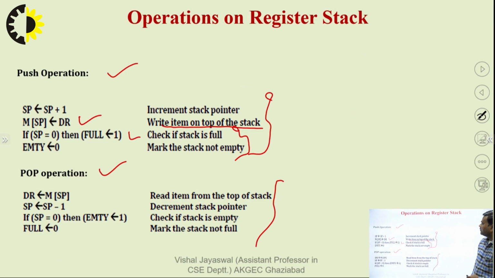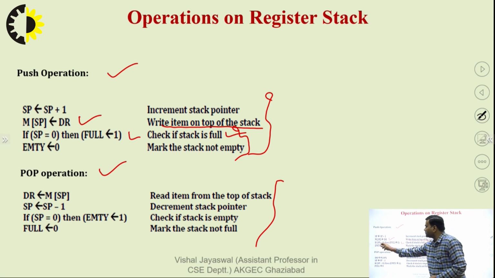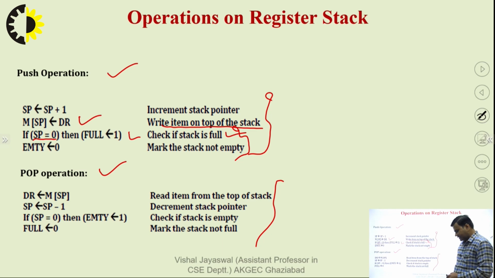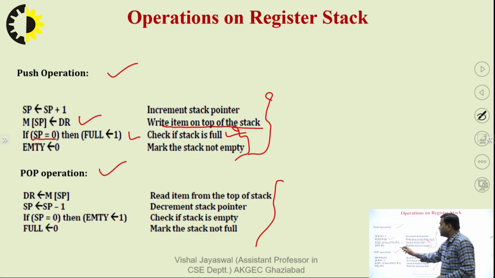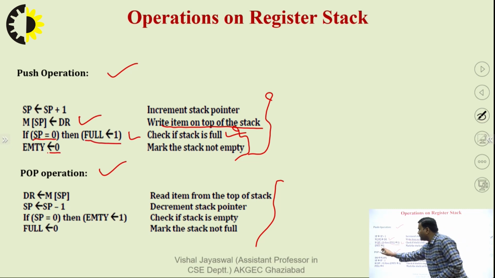After that, we check this condition: is SP equal to 0? Yes, our stack pointer is pointing at the 0 location. Next, if SP equal to 0, then set full equal to 1 and empty equal to 0.